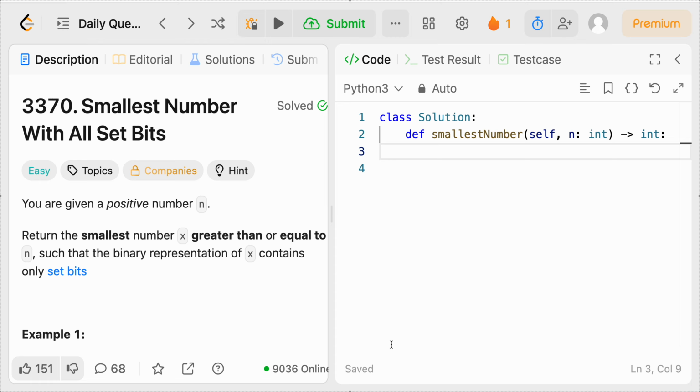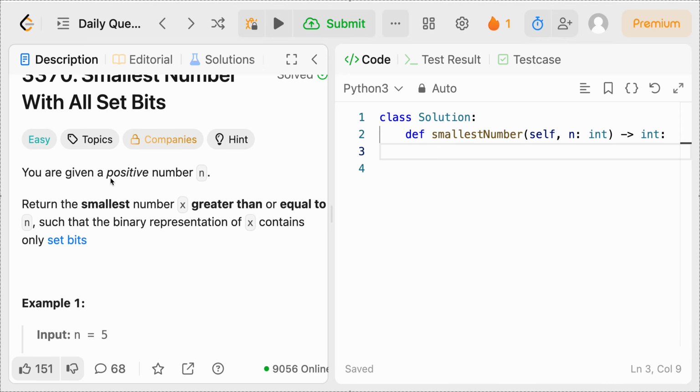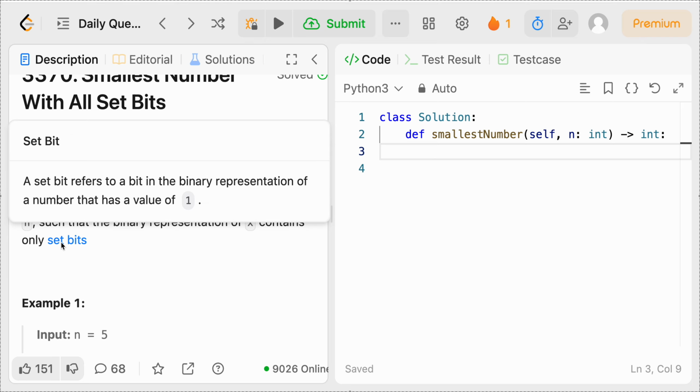Hey everyone, welcome back, and today let's solve Leetcode problem 3370 titled Smallest Number with All Set Bits. So very simply, we're given a positive number n as our input, and we need to return the smallest number x greater than or equal to n such that the binary representation of that value x contains only set bits. And again, it defines a set bit basically just to be a bit in the binary representation of a number that has a value of 1.